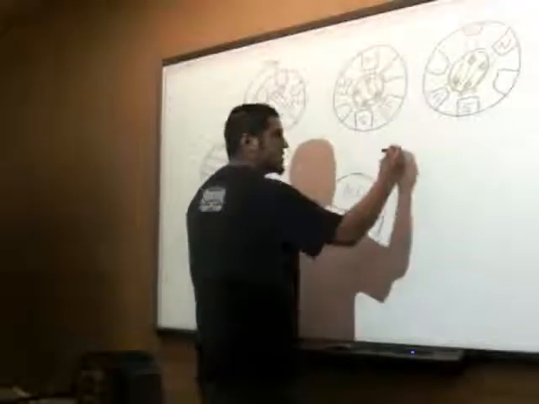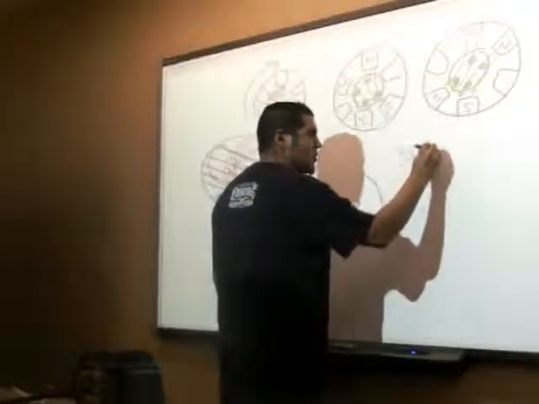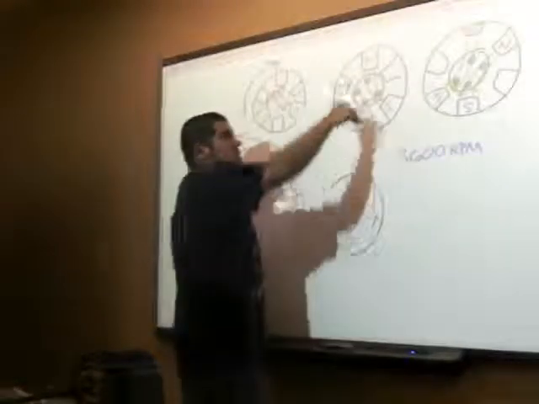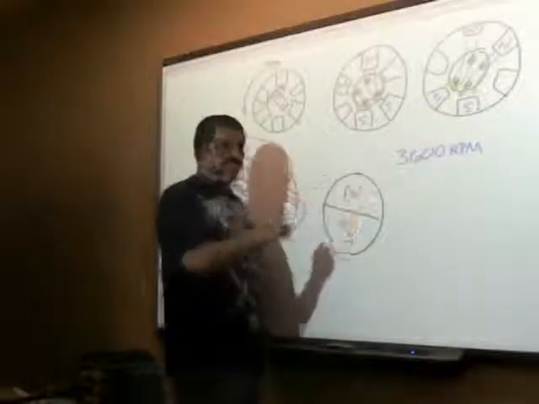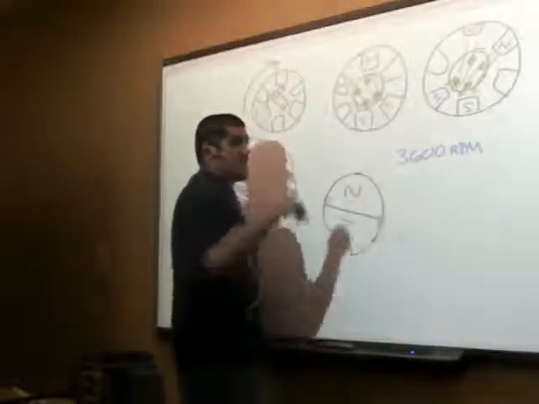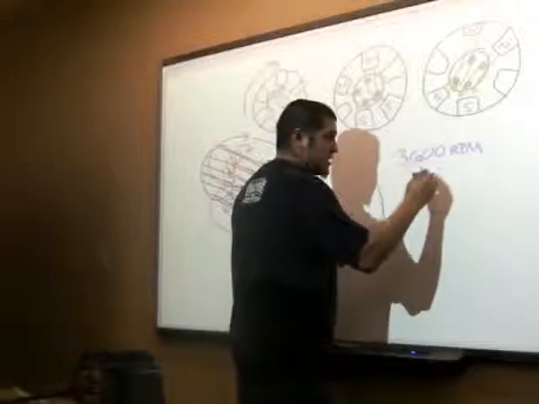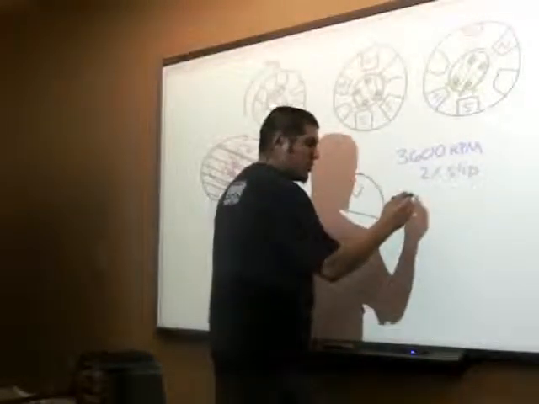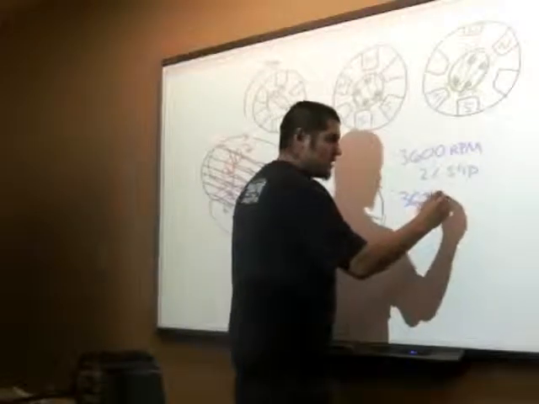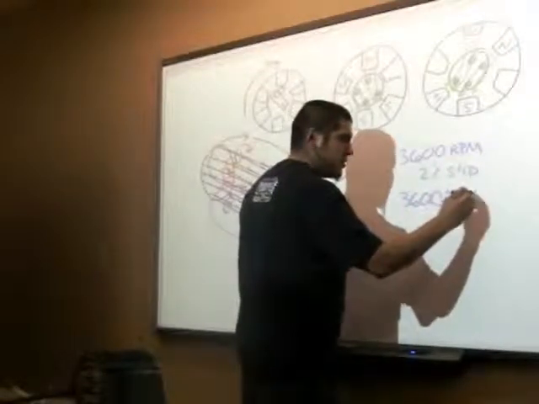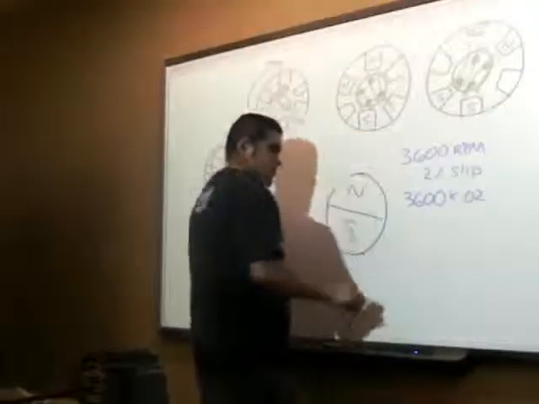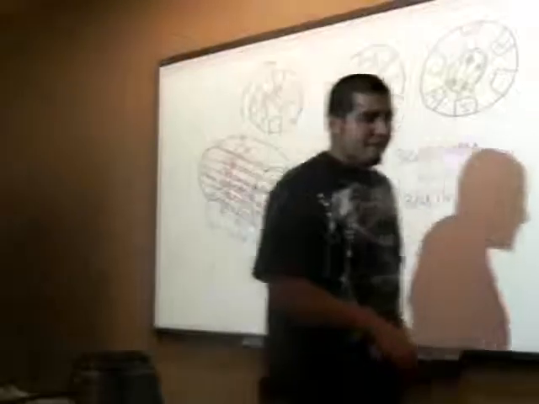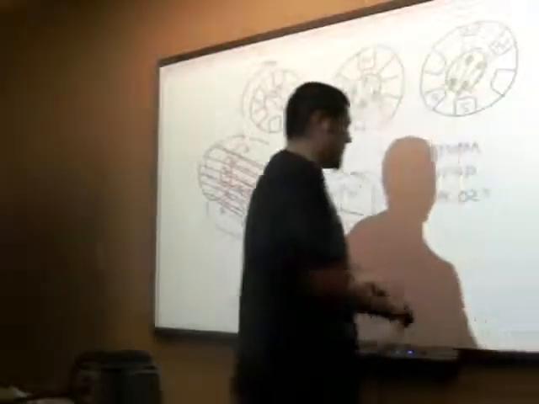Okay? So let's say, what did we say earlier? 3,600 RPM? Is that what our motor was? Yeah. That's how fast the stator, that's the synchronous speed, right? That's how fast the stator field is. Let's say our motor has 2% slip, right? What's 3,600 times 0.02? 72.